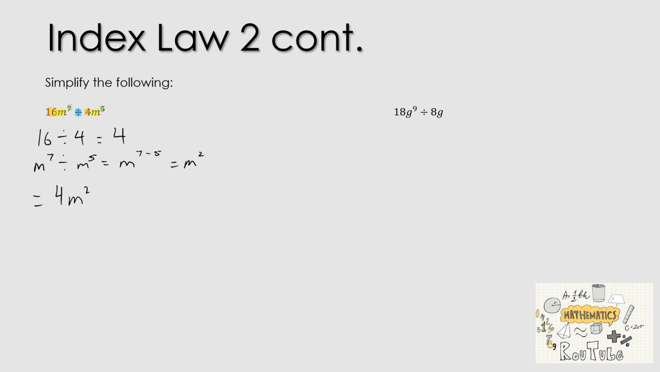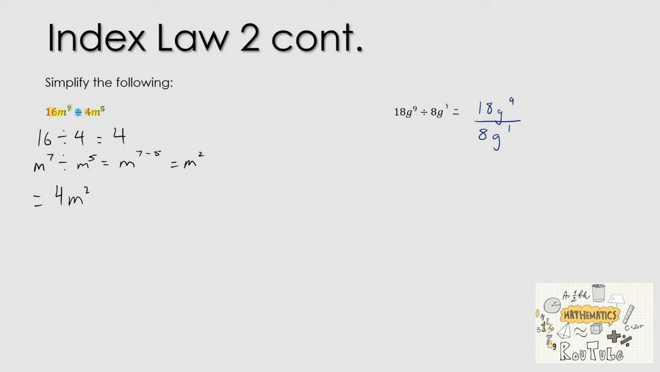Now we're going to move on to the next question, and I'm just going to rewrite this one. 18g to the power of 9 divided by 8g. Remember, the first thing you should identify straight away is that there is a power of 1 attached to that g. I'm just going to rewrite this as a fraction. So we've now got 18g to the power of 9 over 8g to the power of 1.